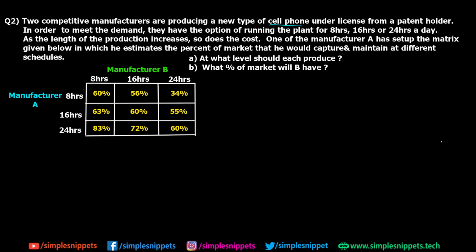Two competitive manufacturers are producing new type of cell phone under the license from a patent holder. Now in order to meet the demand, they have the option of running the plant for 8 hours, 16 hours and 24 hours. And as the length of the production increases, so does the cost.